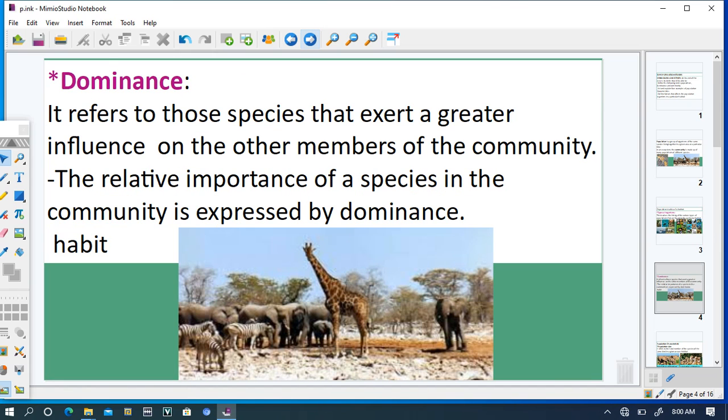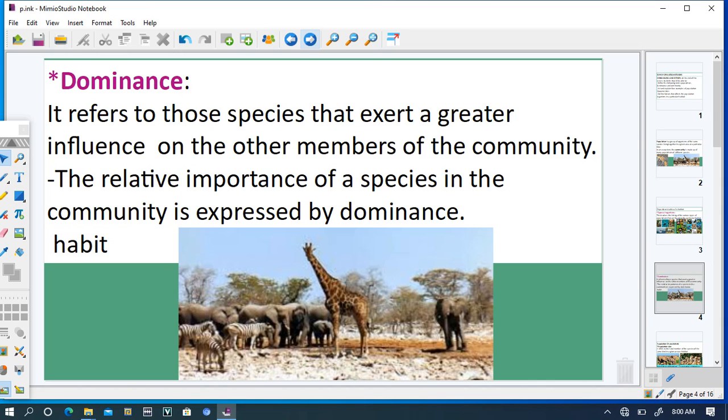Dominance. Dominance refers to those species that exert a greater influence on the other members of the community. The relative importance of a species in a community is expressed by dominance.